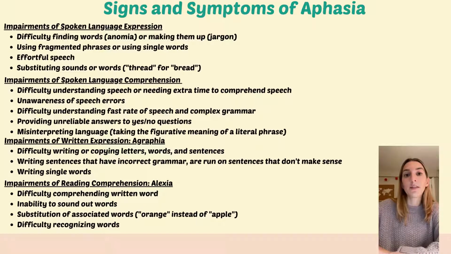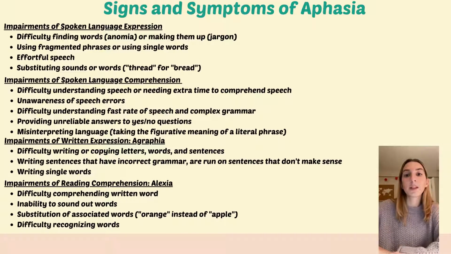Another symptom of aphasia is impaired written expression. This is called agraphia and is categorized by difficulty writing or copying letters, sentences, or even just words. The writing produced may have incorrect grammar and consist of run-on sentences or sentences that don't make sense. Syntax errors and spelling errors are another two things to look out for.